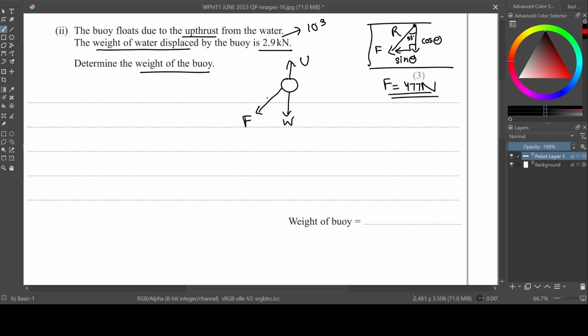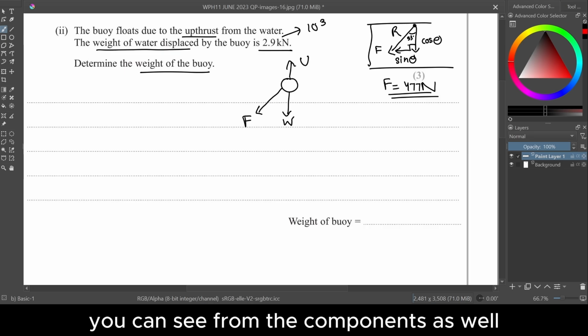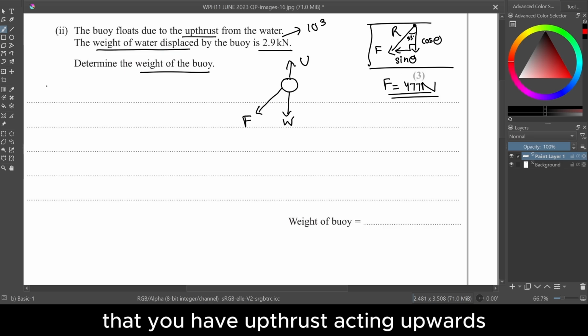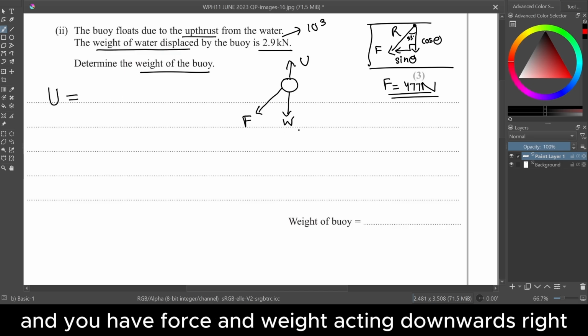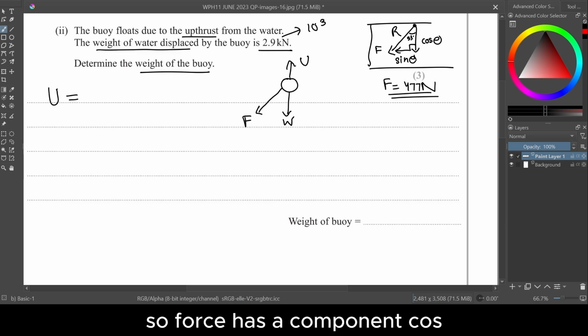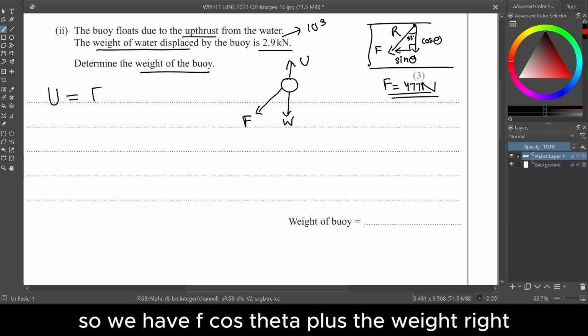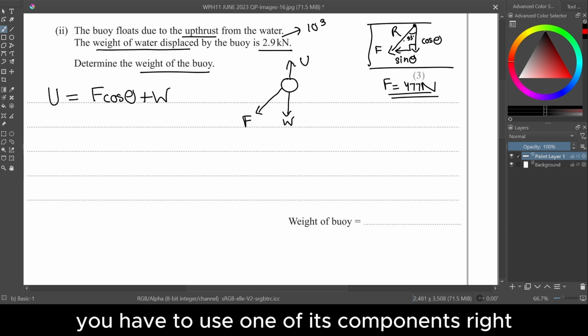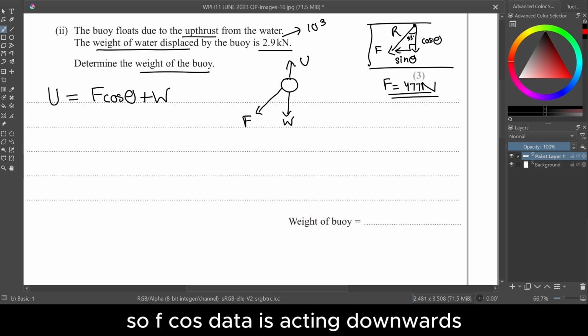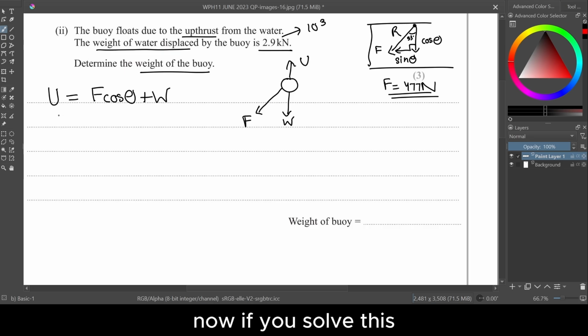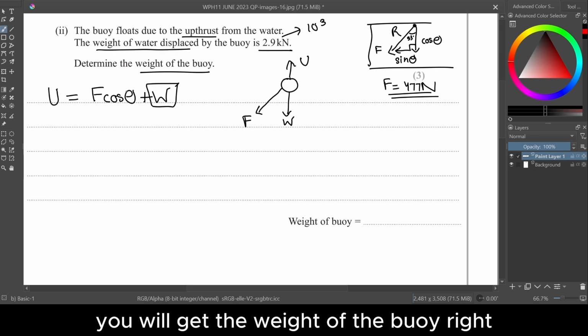Now you can see from the components as well that you have upthrust acting upwards and you have force and weight acting downwards, right? So force has a component cos, so we have F cos theta plus the weight. You can't directly use F, you have to use one of its components. So F cos theta is acting downwards. Now if you solve this, you will get the weight of the buoy.